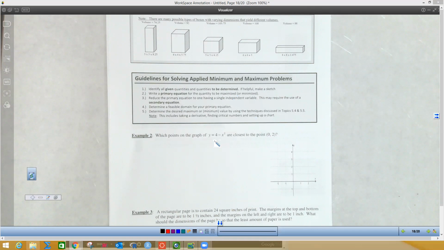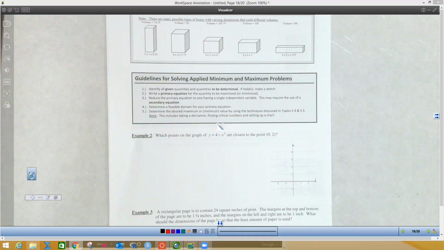So which points on y equals 4 minus x squared are closest to (0, 2)? So when you're thinking of closest, I hope something from Algebra 1 comes into your mind. What I'm hoping is that it is the distance formula.